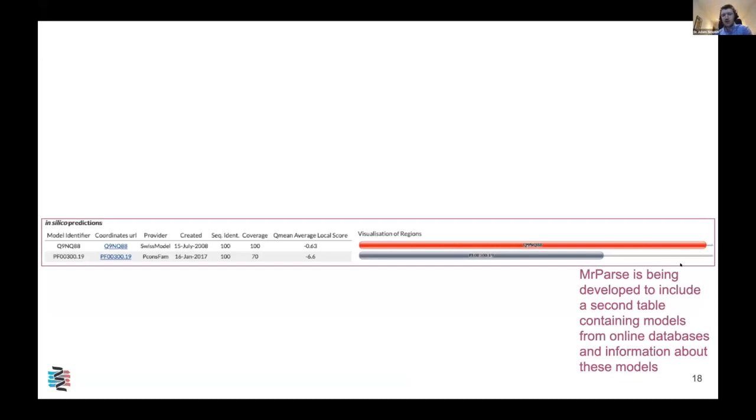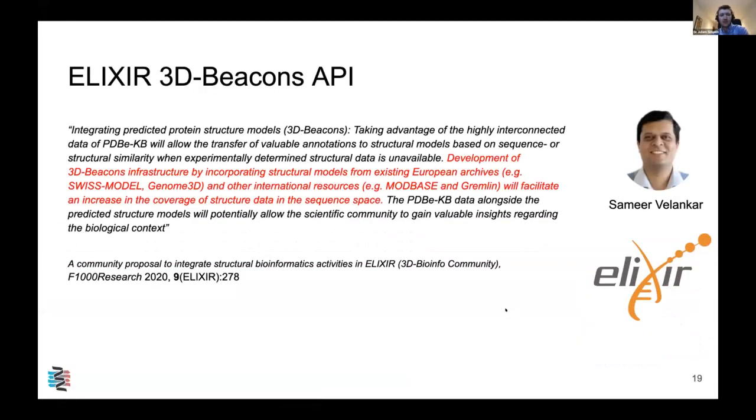This currently is a mock-up, hence why there are only 2 models in it, because it took a long time to collect all this information together. Because it took such a long time, I was reluctant to do the second. But we are currently developing a mode to sort of get this done automatically. And this will be using the 3D Beacons API.